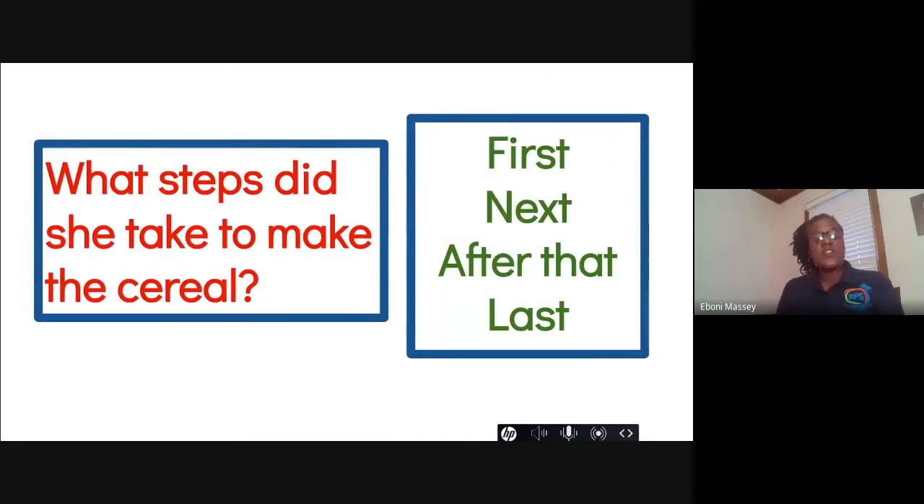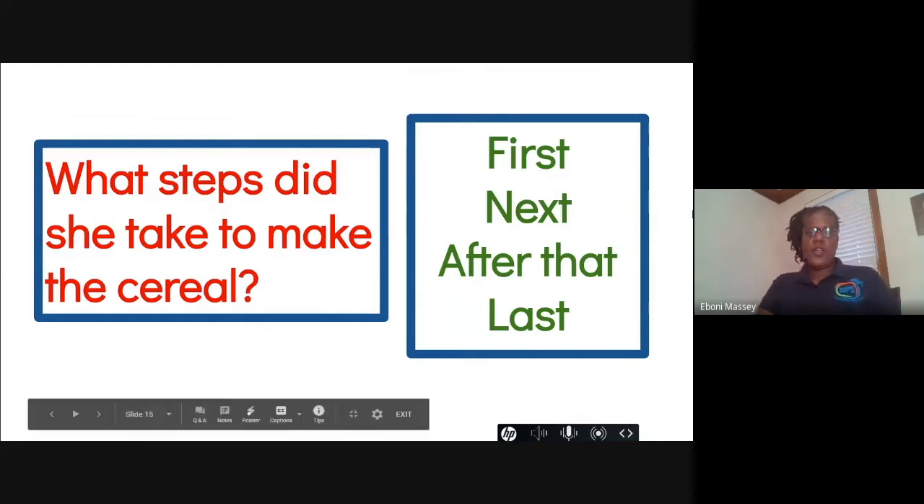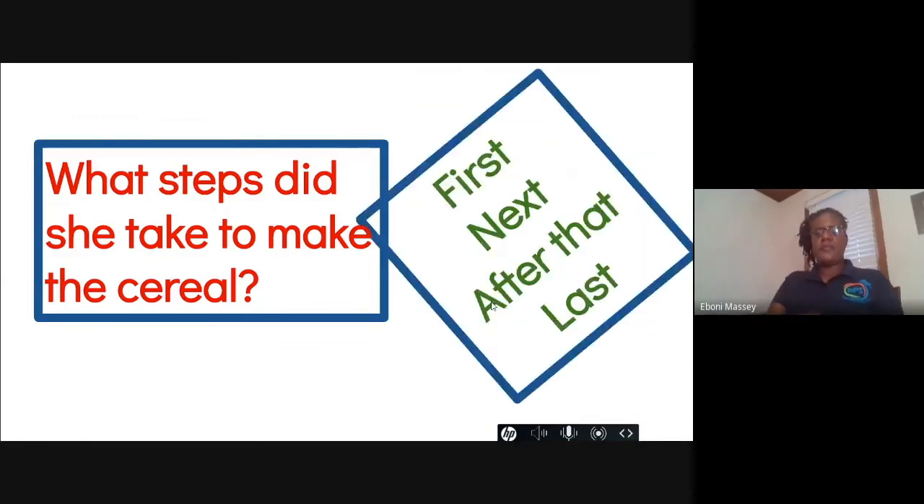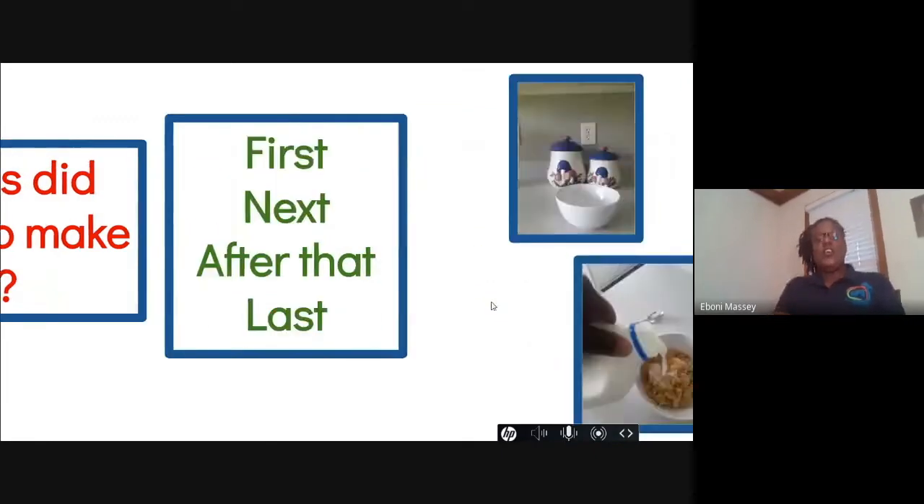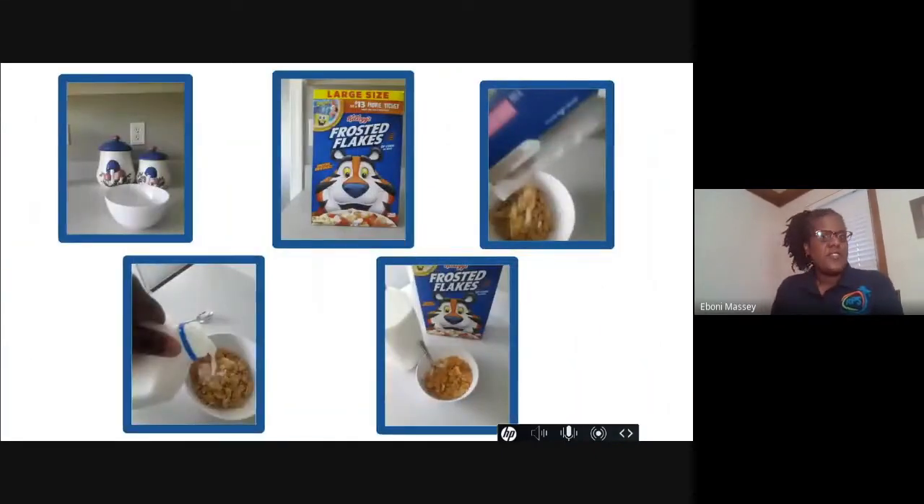Remember, we want to start using those words first, next, after that, and last, because now we're going to tell the events in the story. Remember, we're at the square part now, and with the square, you tell the things that happened in the sequence of events. So here are the pictures. Here's the first picture. What did she do first?